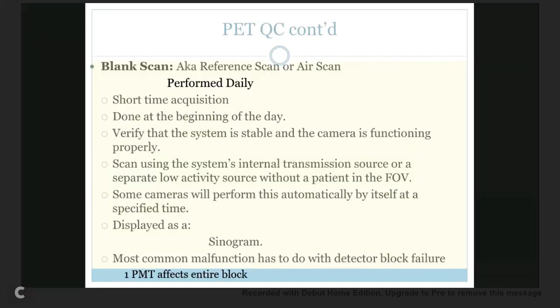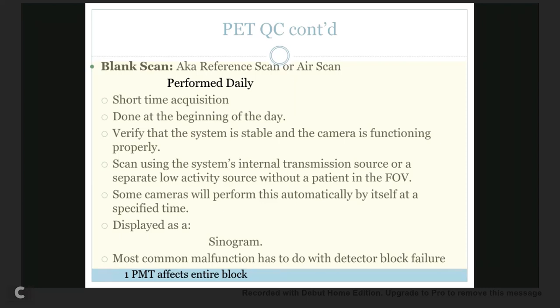All right, so then you have your blank scan, also known as your reference scan or air scan, and that's performed daily. Short time acquisition, it's done at the beginning of the day. It verifies that the system is stable and the camera is functioning properly. Scans using the system's internal transmission source or a separate low activity source without the patient in the field of view. Some cameras will perform this automatically by itself at a specific time, so you can set it. I'm sure there are fancy ones that are set to do all these QCs before you even walk in. And then it's going to be displayed as a sinogram.